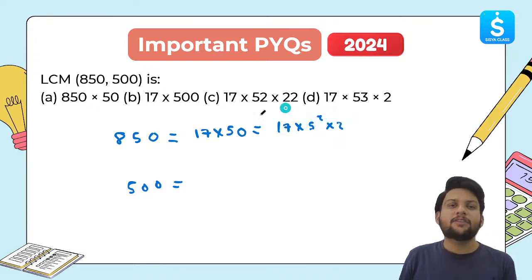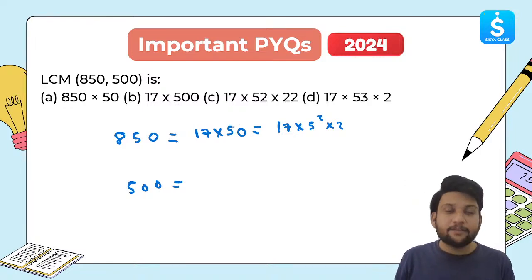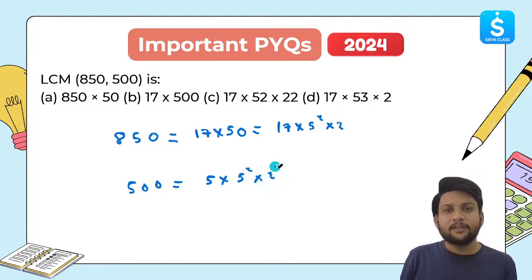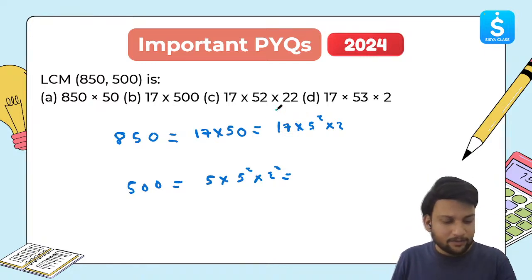This will come with practice only. When I see the number 850, I quickly know that it has a factor of 17. Now I have 500. I will write this as 5 times 100, which is 5 times 25 times 4. That is 5 squared times 2 squared. See how I am doing this? I will not do prime factorization because this is an MCQ.